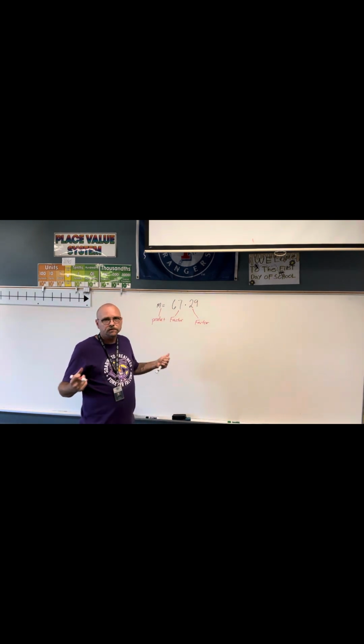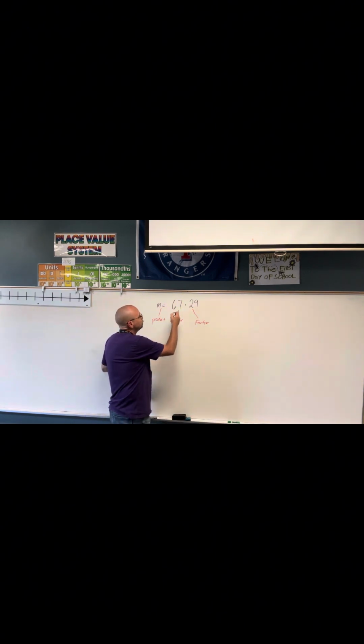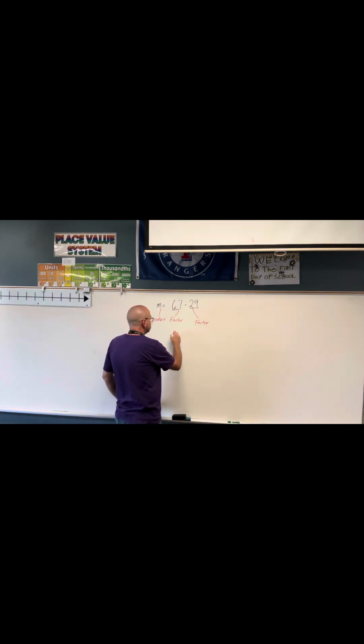Everybody knows the standard way, but we're going to work it out using the expanded form, sometimes called the box method. So what I'm going to do is turn both of these into expanded form. 67 is the same as saying 60 plus 7. 29 is the same as saying 20 plus 9.